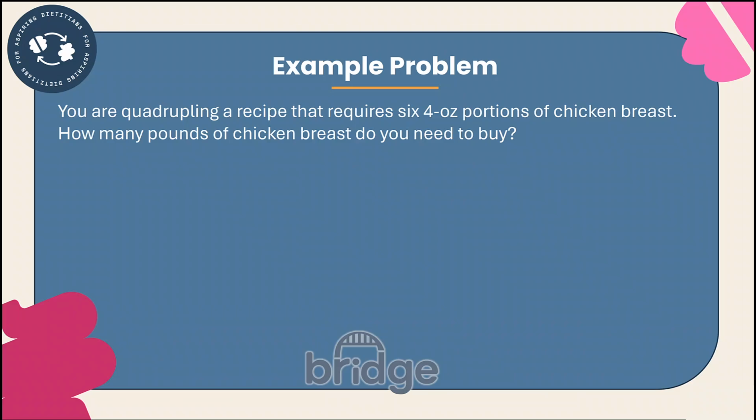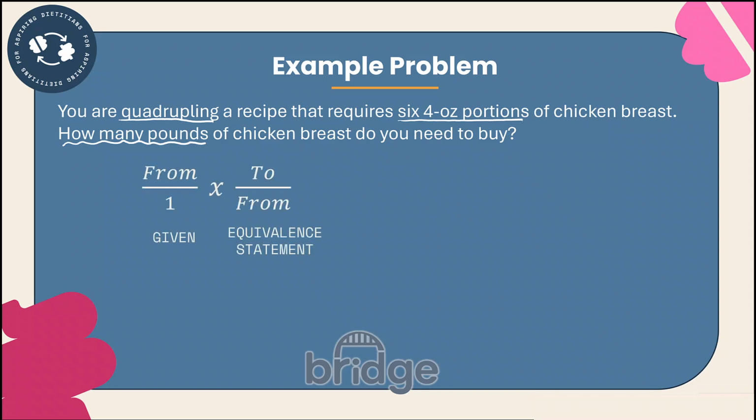This problem says you are quadrupling a recipe that requires 6 4-ounce portions of chicken breast. There's our given right there, 4-ounce portions, and we need 6 of them, and we need to quadruple this recipe. We're solving for pounds. How many pounds of chicken breast do we need? This is a dimensional analysis problem because we are converting our units from ounces to pounds.